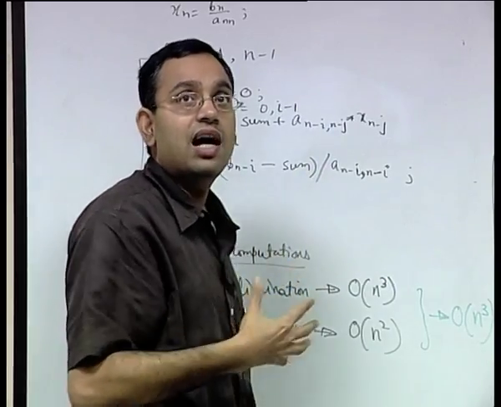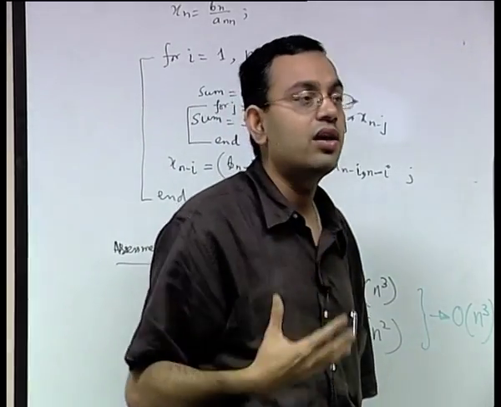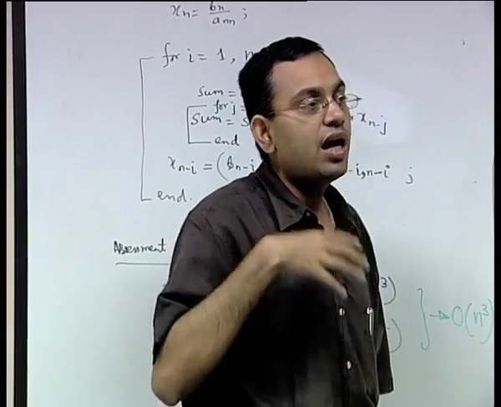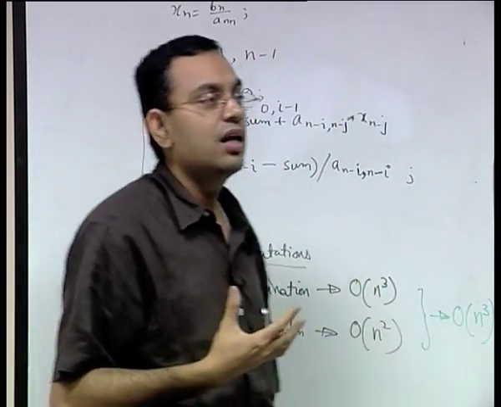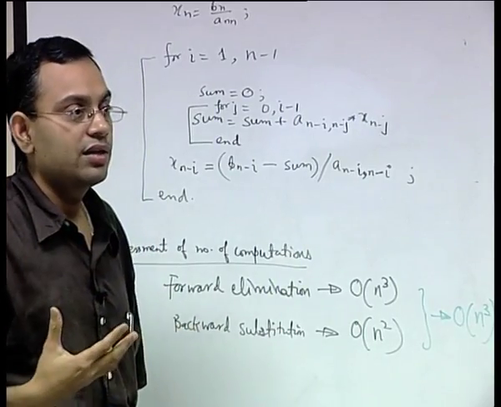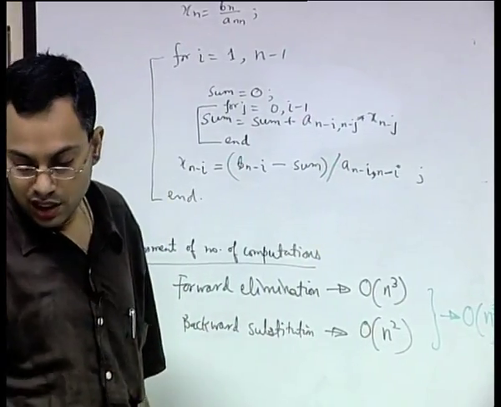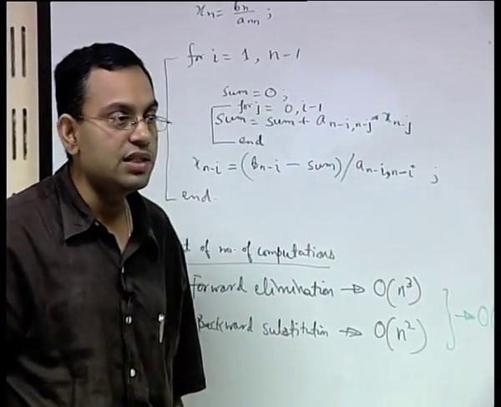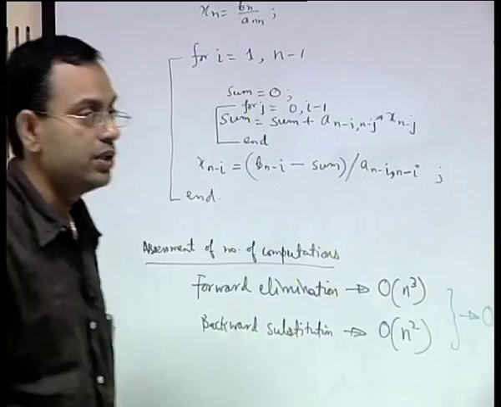So this motivates us to look into possible algorithms where the number of calculations themselves can be of the order of n square, and with that motivation a variant of the Gaussian elimination is designed, which is known as LU decomposition method.